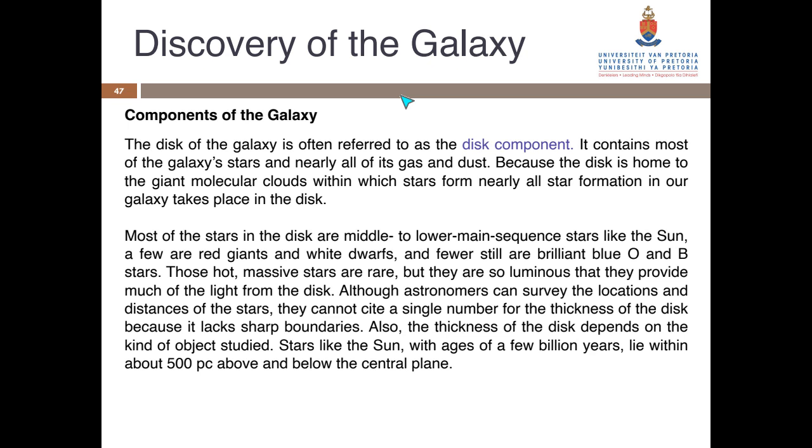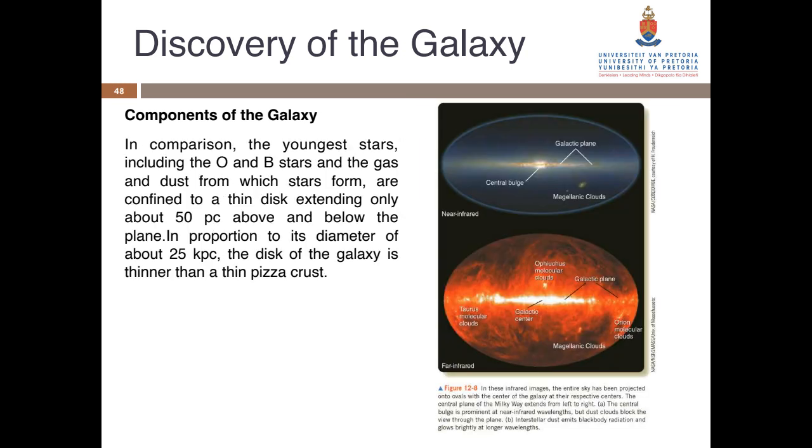Also, the thickness of the disk depends on the kind of object studied. Stars like the Sun, with ages of a few billion years, lie within about 500 parsecs above and below the central plane. In comparison, the younger stars, including the O and B stars and the gas and dust from which stars form, are confined to a thin disk extending only about 50 parsecs above and below the plane. In proportion to its diameter of about 25 kiloparsecs, the disk of the galaxy is thinner than a thin pizza crust.